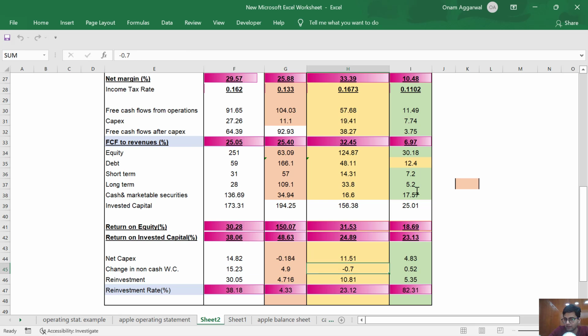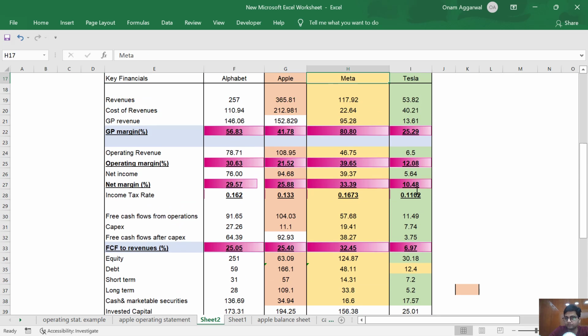It has actually been taken out of the company, because it's a negative figure. So negative and negative means positive. That means reinvestment of Facebook is actually not 11.51. It's lesser than that. It's $10.81 billion. Reinvestment is 23%, which is a healthy reinvestment rate.